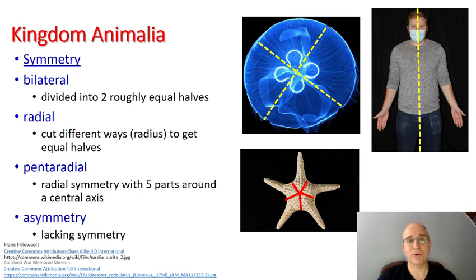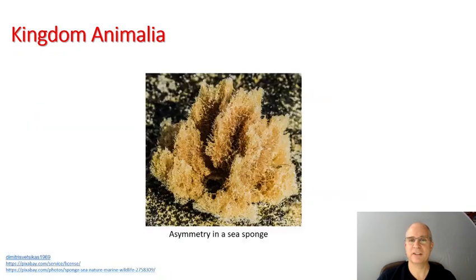And then some animals don't have any symmetry at all. They're just kind of growing off in different directions. And a real good example of this would be a sea sponge. And we'll talk more about all of these examples as we talk about the lab.